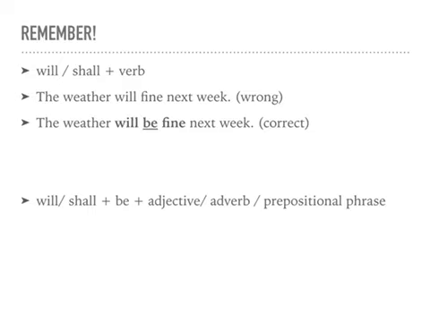Before we move on to our Unit 6 booklet, I would like to remind you something. We use future tense will or shall with a verb. Now, if you see this example, you will know it's wrong. The weather will fine next week. Now, fine is not a verb. If there is no verb in your sentence, you need to add be.